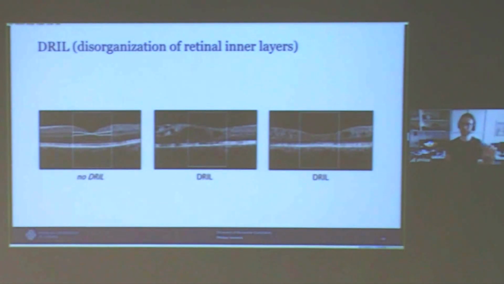So we combine it with an observation which is called DRIL, disorganization of inner retinal layers, which is actually known, but we discovered it to be very useful for our problem. If you have a healthy retina, these layers are nicely distinguishable, but once the retina gets more diseased, the layers get disorganized and are not distinguishable anymore.